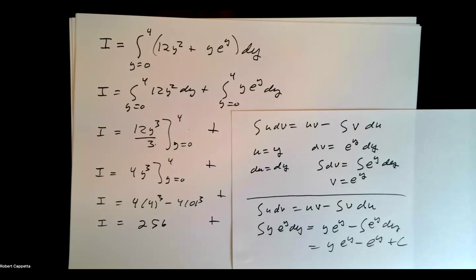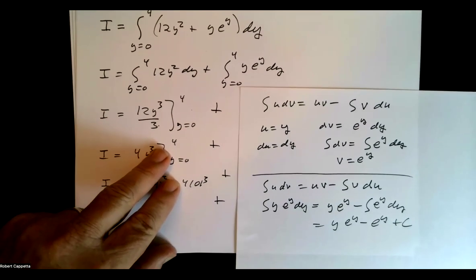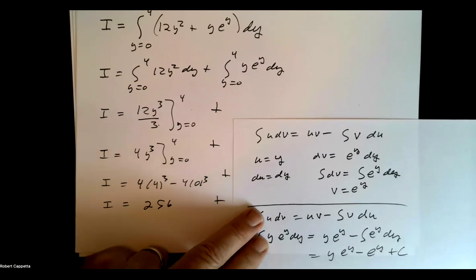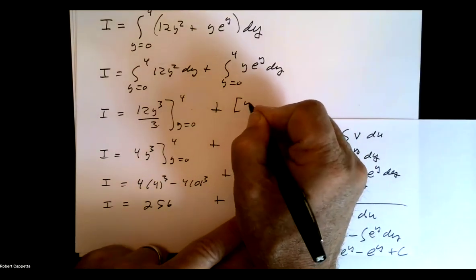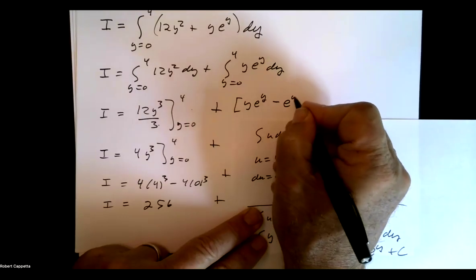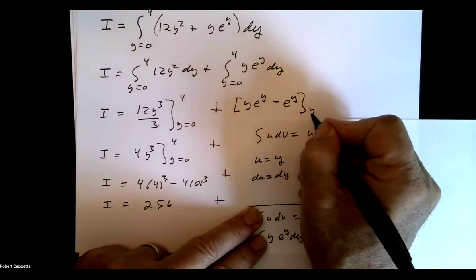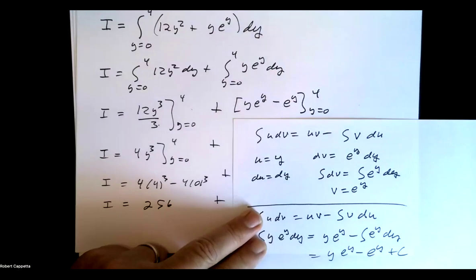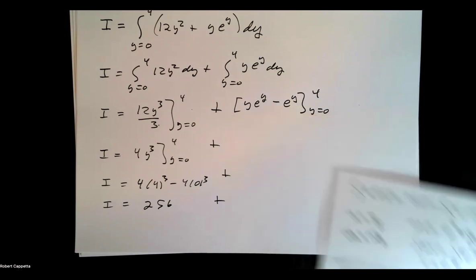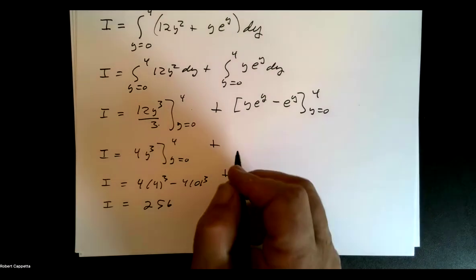So this is a definite integral. I can go ahead and recognize the antiderivative is y e to the y minus e to the y. Forget the plus c, but evaluate it as y goes from 0 to 4, using integration by parts there. And what is that going to get me? Plugging in 4, what do we get?